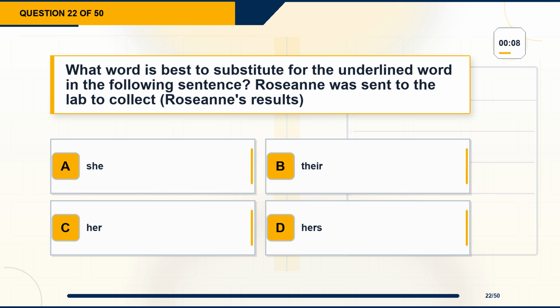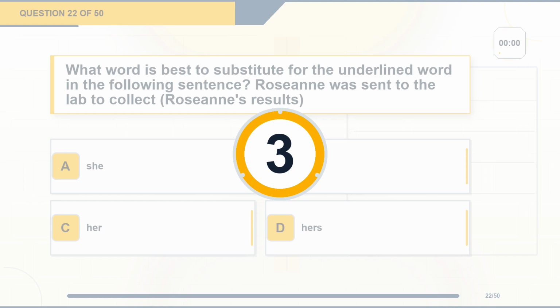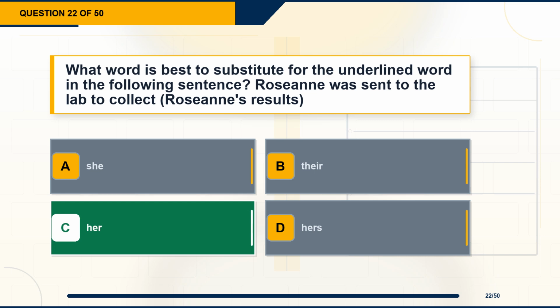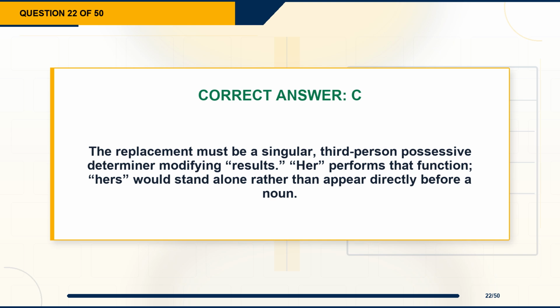Roseanne was sent to the lab to collect Roseanne's results. Option A, she. Option B, their. Option C, her. Option D, hers. The correct answer is option C, her. Explanation: the replacement must be a singular, third-person possessive determiner modifying results. Her performs that function. Hers would stand alone rather than appear directly before a noun.